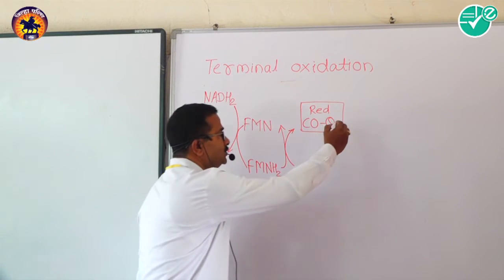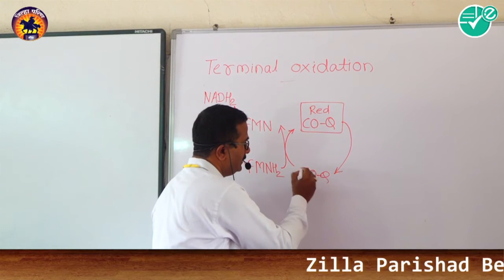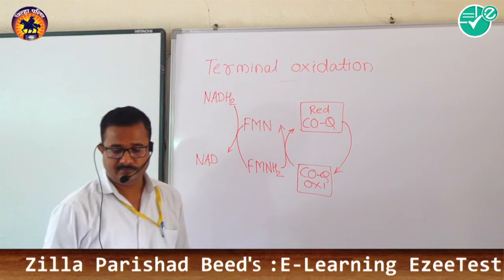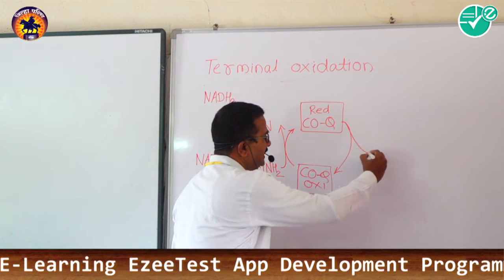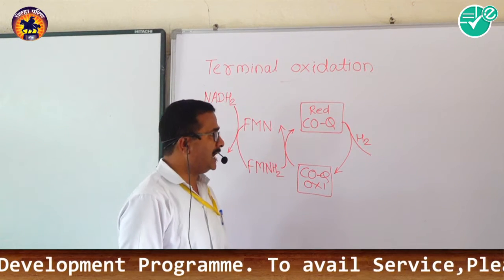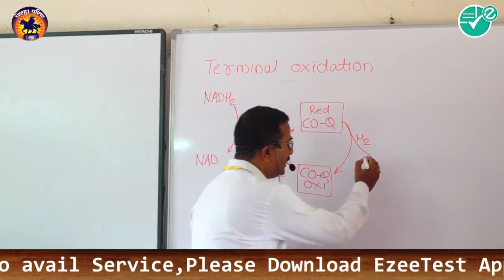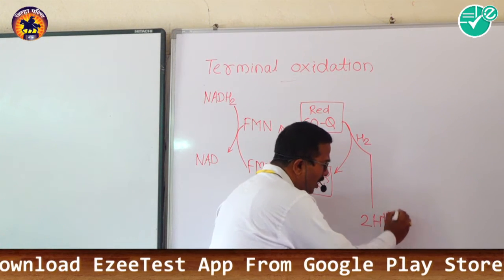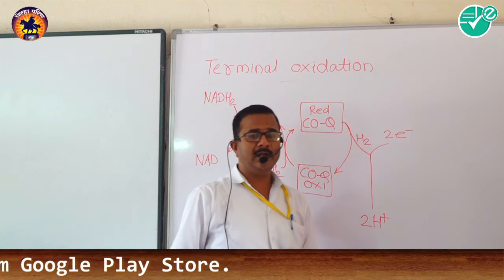Coenzyme Q releases the hydrogen, and here the coenzyme Q is again regenerated. When this hydrogen is released, this hydrogen may get split into two protons and two electrons.